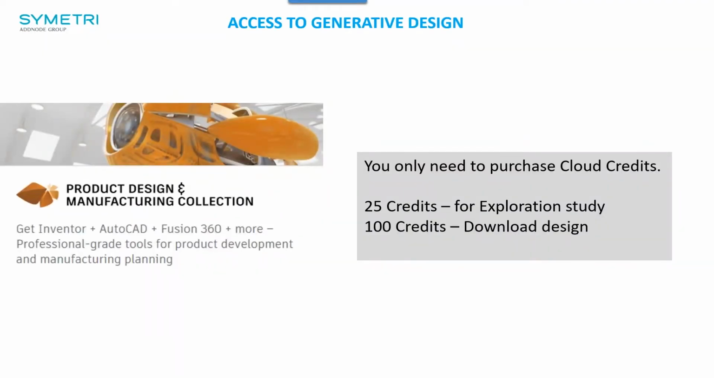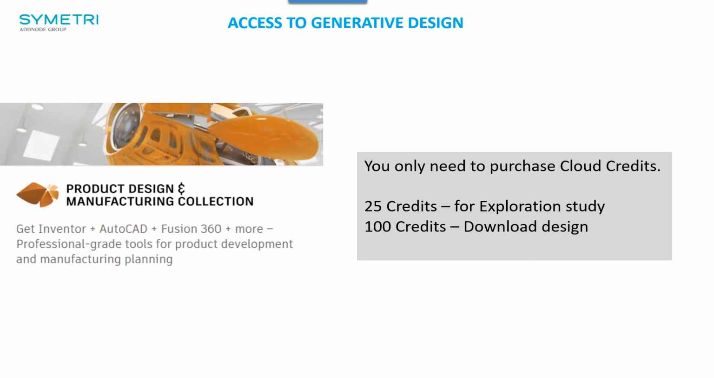Okay, now the big question, how do we get access to it. I think many of you have got access to generative design as part of the product design and manufacturing collections. Now the product is not called Fusion Ultimate or Fusion Standard. It's just called one product, Fusion 360, and that includes Generative Design and other products like simulation and also manufacturing, which we are probably going to go through later in the month.